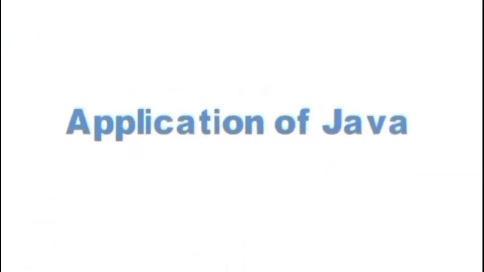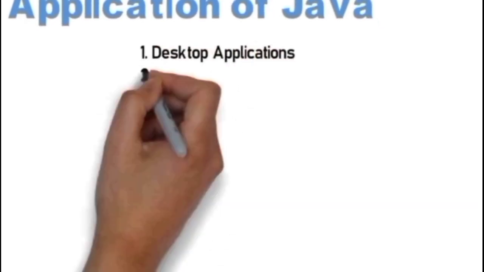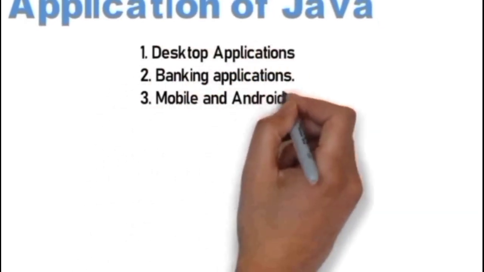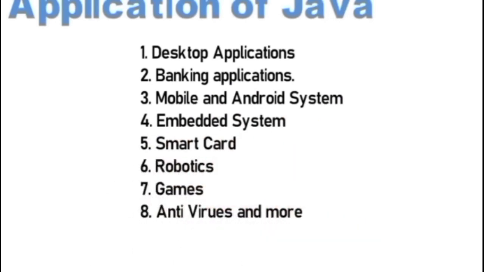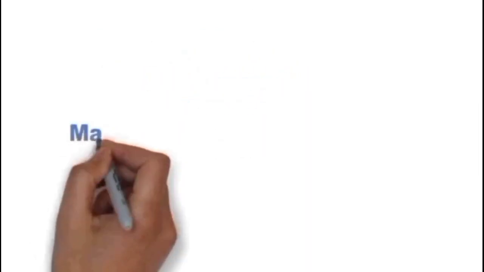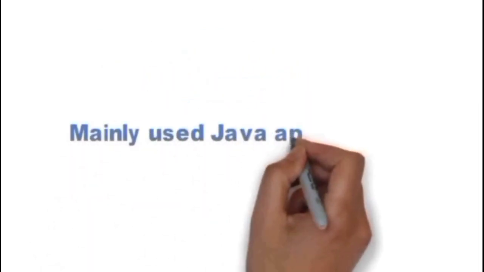Applications of Java. Java is used to build applications like desktop-based applications, banking applications, mobile and Android systems, embedded systems, smart cards, robots, games, antivirus and more. Let us see the main uses of Java applications.